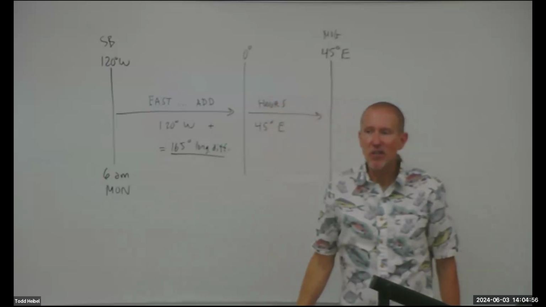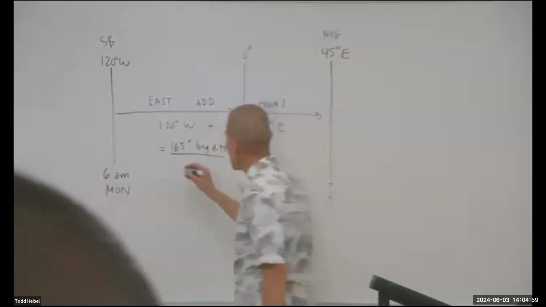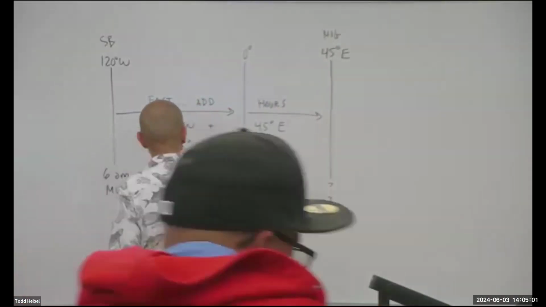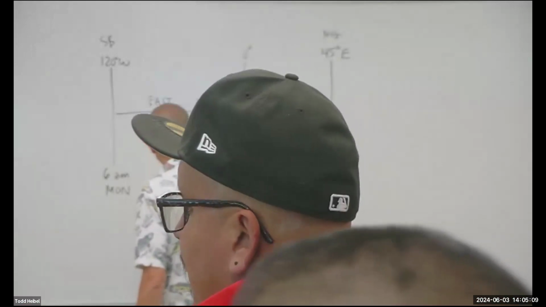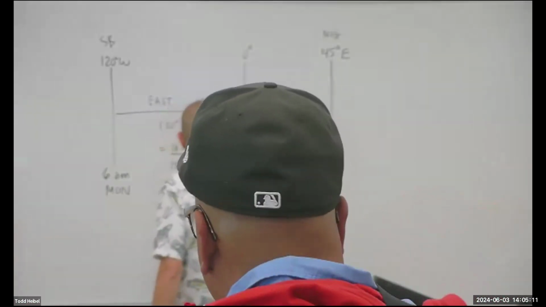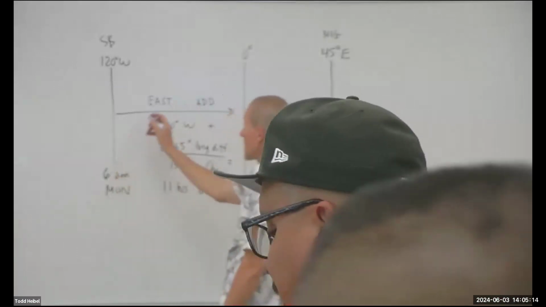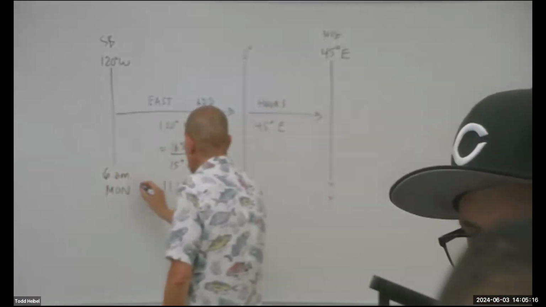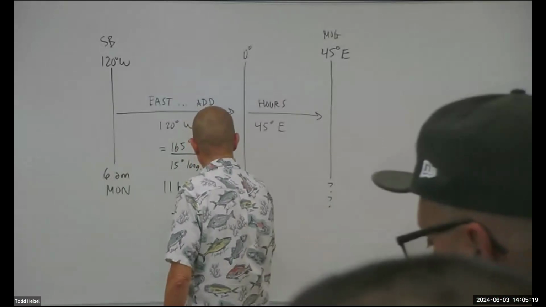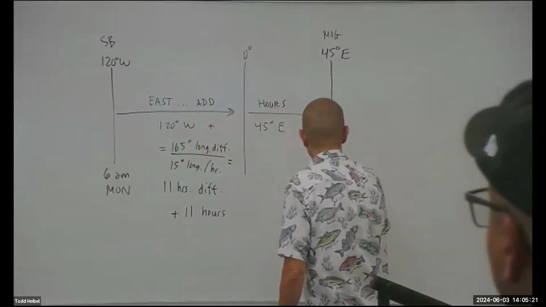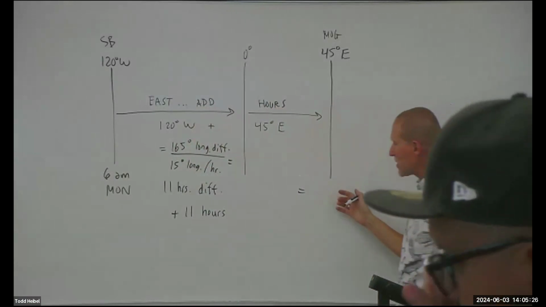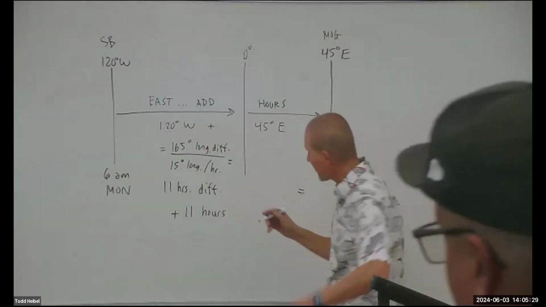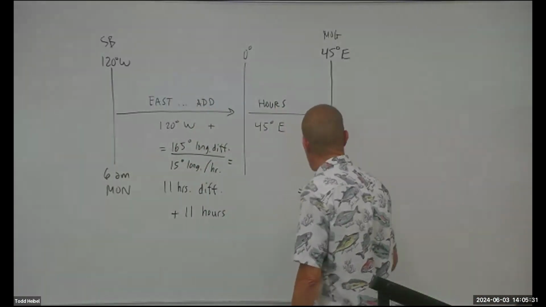And how many degrees per hour? 15. Yes, divide it by 15 degrees of longitude per hour. And what do you get? 11 hours. So we're going to get 11 hours difference. So that means, because we're east, we're going to add 6 a.m. Monday plus 11 hours is going to equal what time and day for our friends in Mogadishu? 5 p.m. Or if you like military time, 1700 hours, right? But it's going to be 5 p.m.